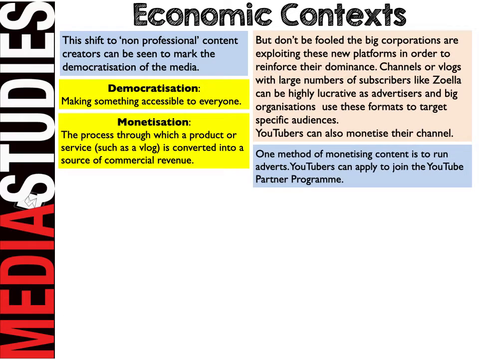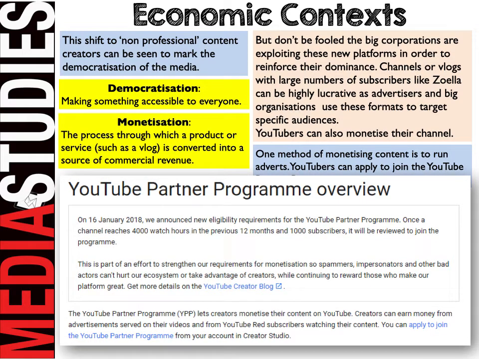So, let's talk a bit more about monetization on YouTube and how money can be made. One method of monetizing content is to run adverts, of course. YouTubers can apply to join the YouTube Partner Program, and I'm going to give you a bit more information about how that works. So here's the overview of the YouTube Partner Program. Take a moment to read this and just summarize what it is.